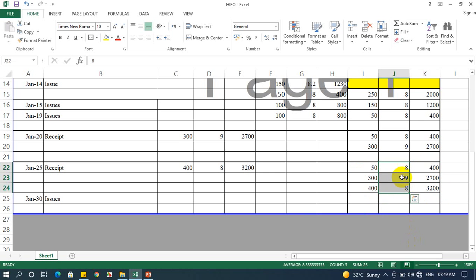So which rate is higher? 8, 9, 8. So which is higher? This rate of 9 is higher. So we should sell 200 units out of these 300 at the rate of 9, which becomes 1800. The remaining balance, 50 multiplied by 8, will become 400, right?